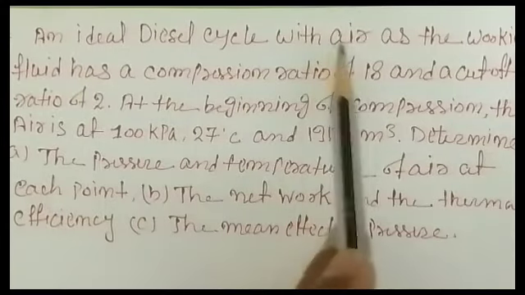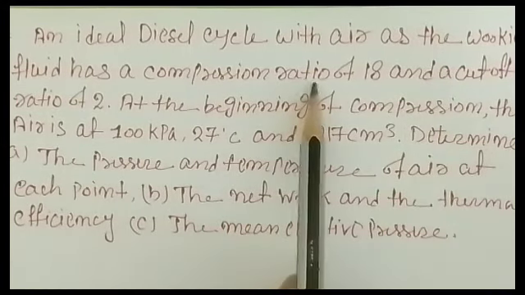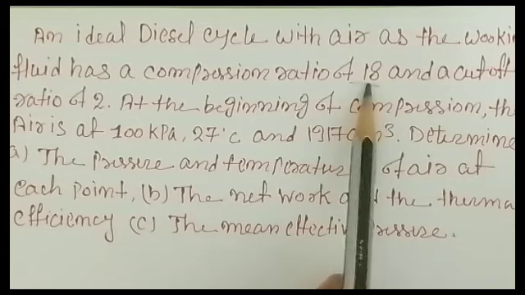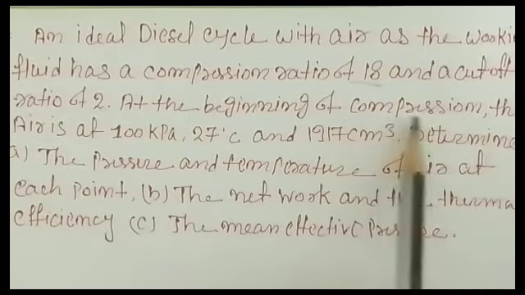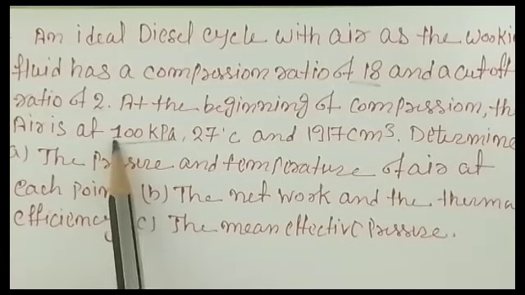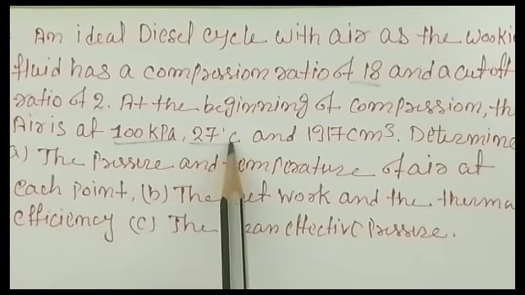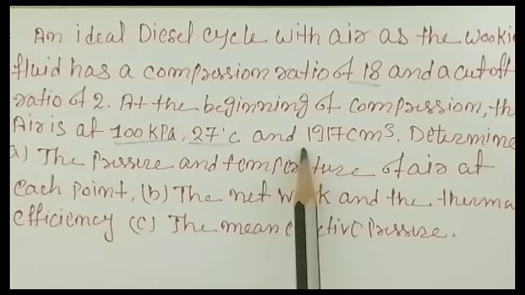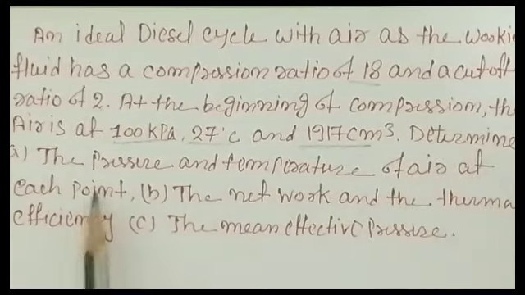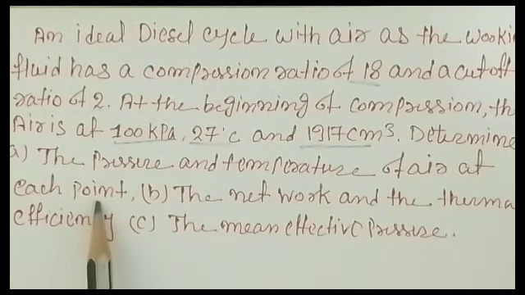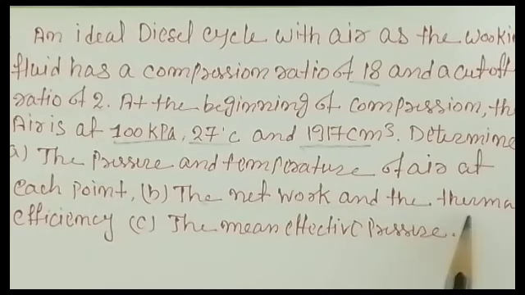An ideal cycle with air as the working fluid has a compression ratio of 18, meaning rc is given, and a cutoff ratio of 2, that is rho, is given. At the beginning of the compression, the air is at 100 kilopascal, that is P1, and the temperature is 27 degrees centigrade, T1, and the volume is 1917 centimeter cube, that is V1. Determine the pressure and temperature of the air at each point, meaning you have to find T2, P2, T3, P3, T4, V4. Then the net work done, thermal efficiency, and the mean effective pressure.